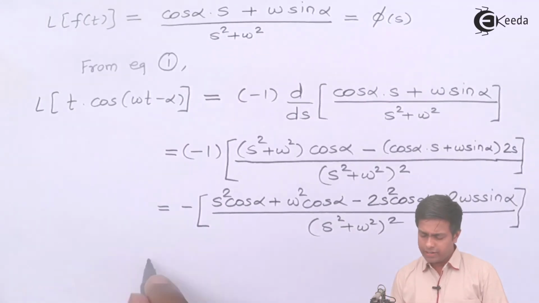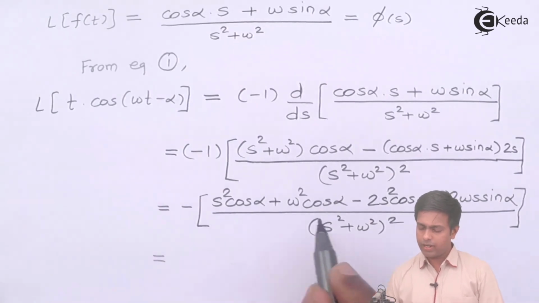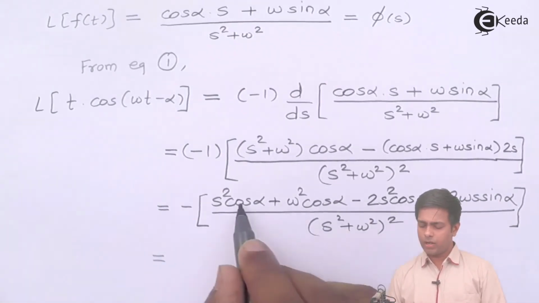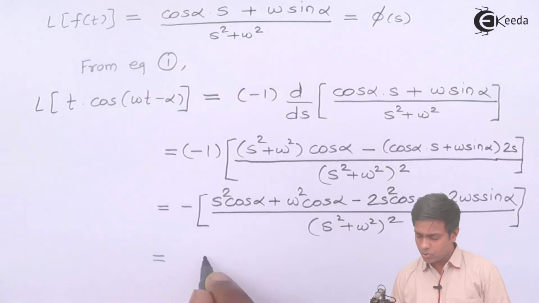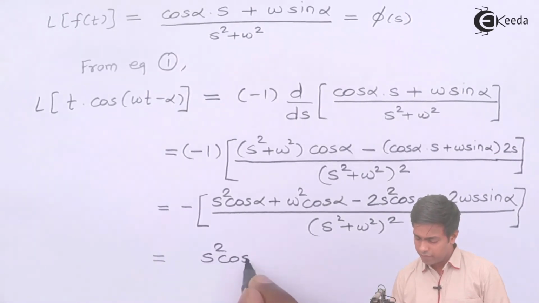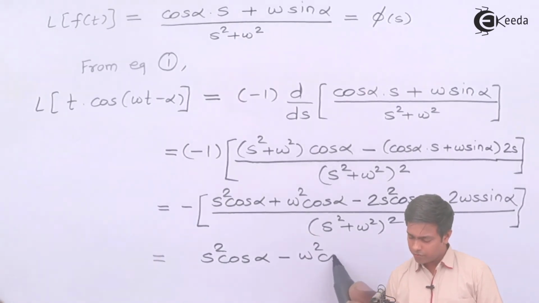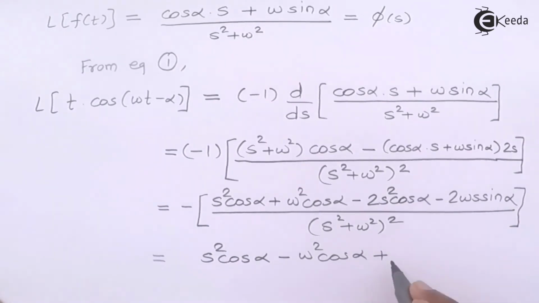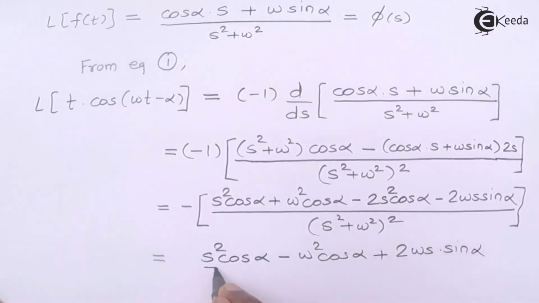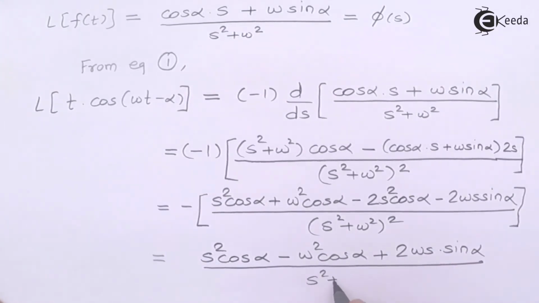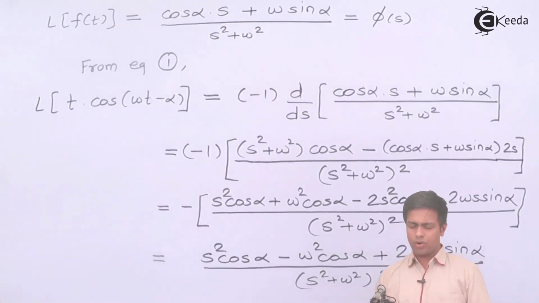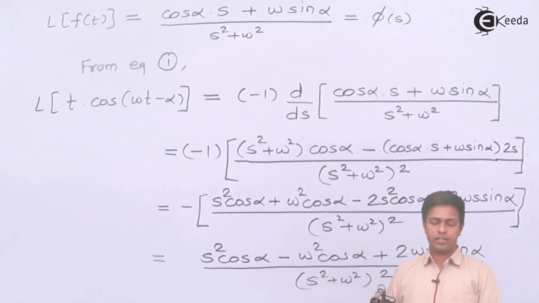Now guys, let's simplify. It's the last step. So s square and this minus 2s square will be minus s square, but due to the minus sign it will become positive. So s square cos of alpha. Here this will become negative omega square cos of alpha. This will become positive 2 times omega s into sine of alpha upon s square plus omega square the whole square. So here also you can take cos alpha common and we get the final answer. So guys, I'm sure that you understood how we got the answer by using multiplication of t property. Thank you.